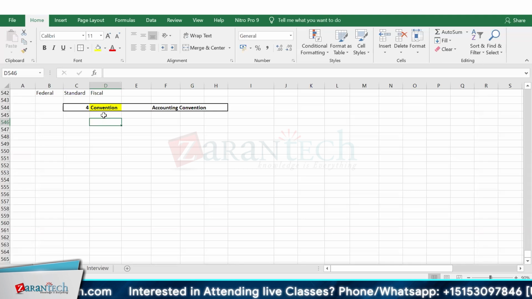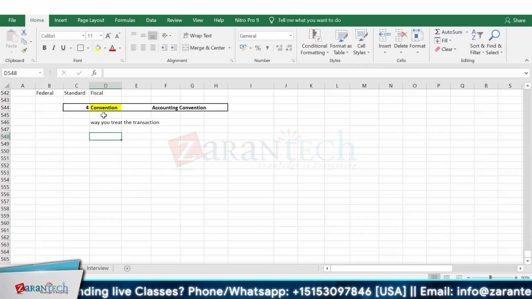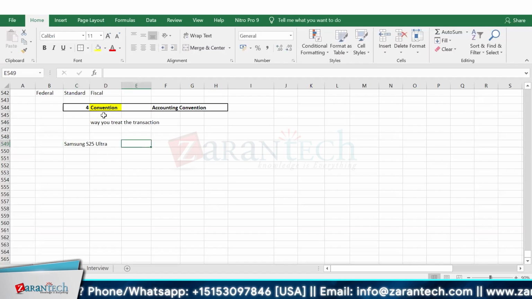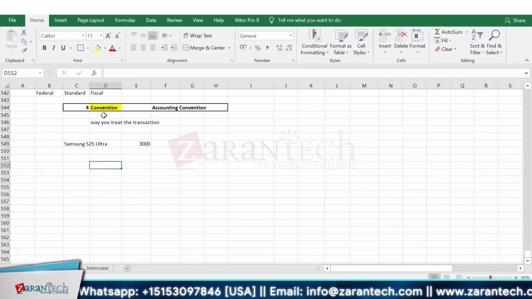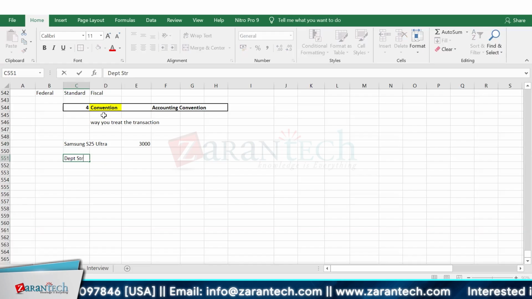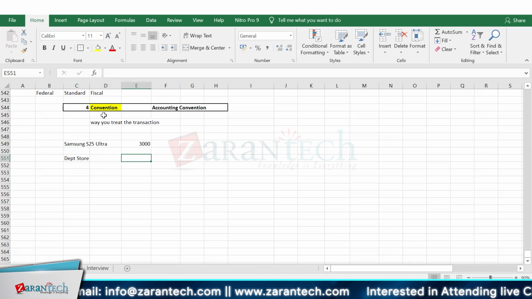So convention is basically the way you treat your transaction files. For example, there is a Samsung launch, the S25 Ultra, and this phone is right now, for example, $3,000. It is a new phone in the market, and you go to the departmental store, you like this phone, and you want to buy it. You pick up the phone, take it to the counter and tell the recipient that you want to buy this one. So he would say that you need to pay $3,000.